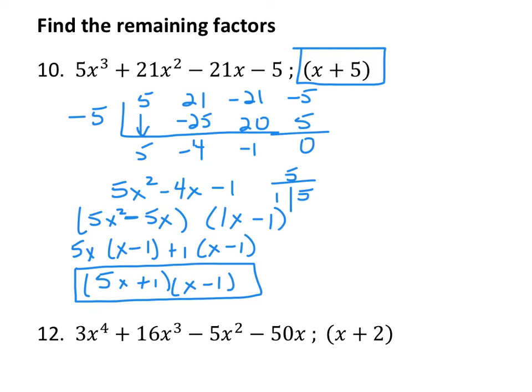You can also group this one up here. You could do it by grouping. If you grouped the 5x cubed minus 5 and the 21x squared minus 21x, you could probably group it that way and come up with the same thing, but I think this is the best method to use. I'm going to also show you one with the box method.